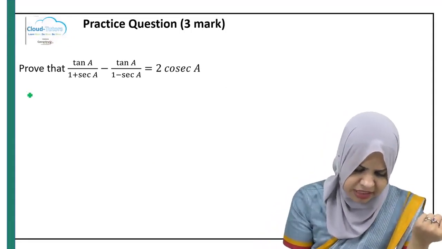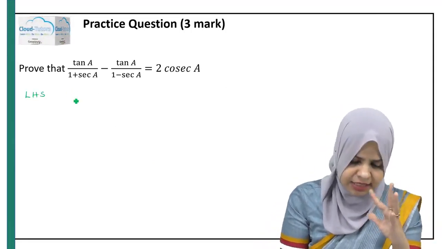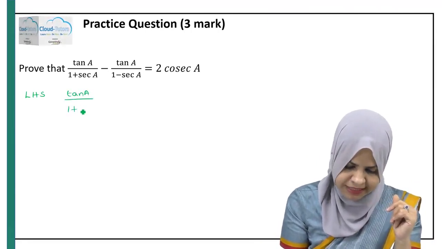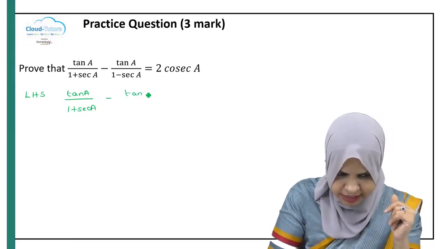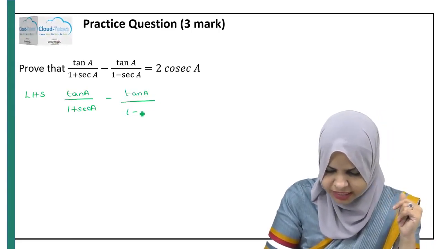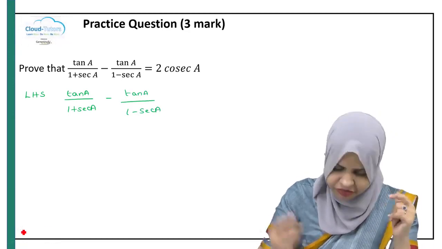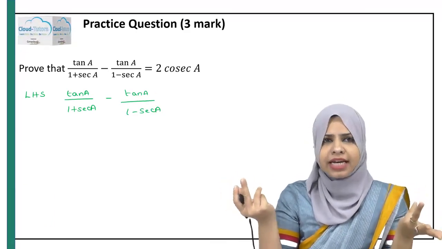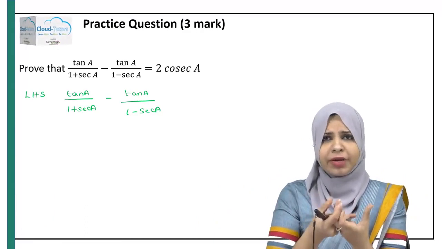Now, let's take LHS. I'm starting with LHS. So I'm rewriting tan A by 1 plus secant A minus tan A by 1 minus secant A. Now here observe, the denominators are different, right? So what should I do here? Definitely I need to take an LCM. So what would be my LCM? It would be the product of the two denominators.